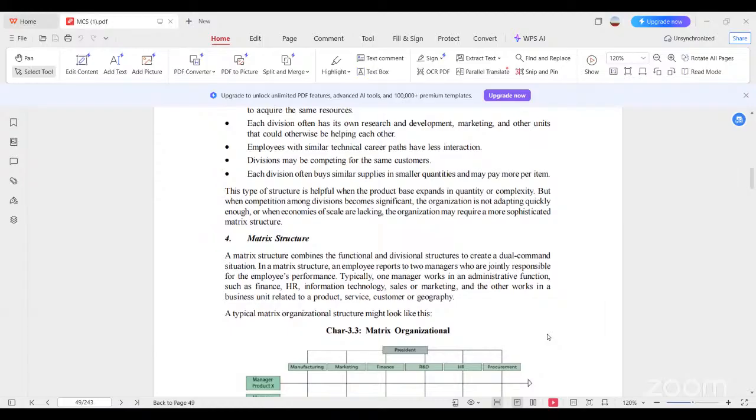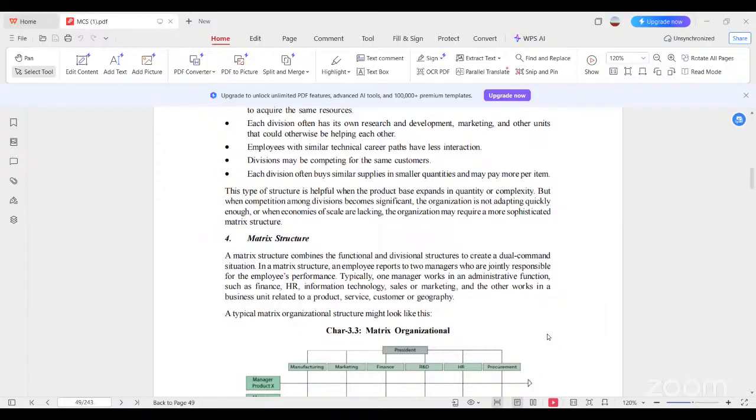So matrix structure works where employees are grouped by function like HR, finance, marketing, IT. At the same time, they are assigned to projects, products, customers, or regions. So both managers are jointly responsible for employee performance.